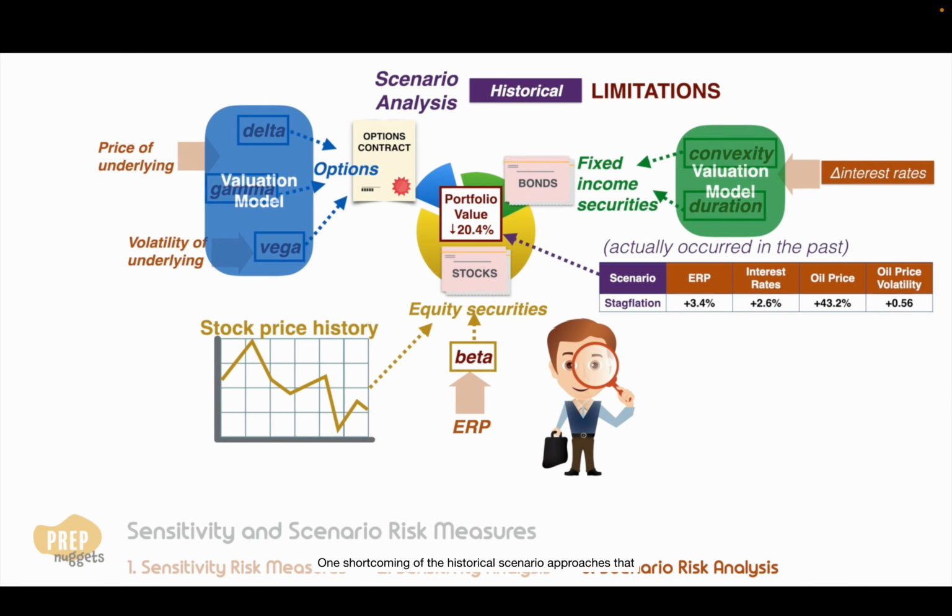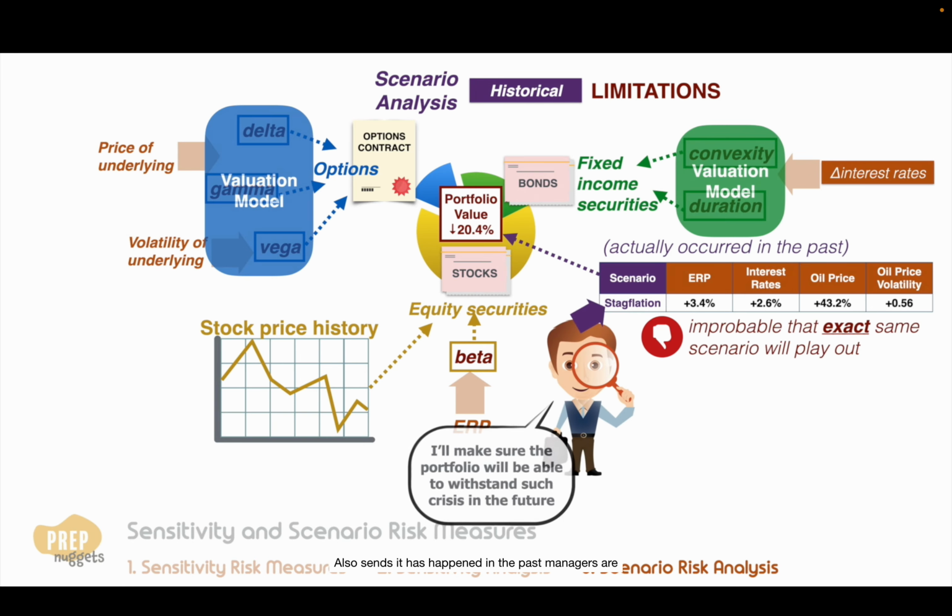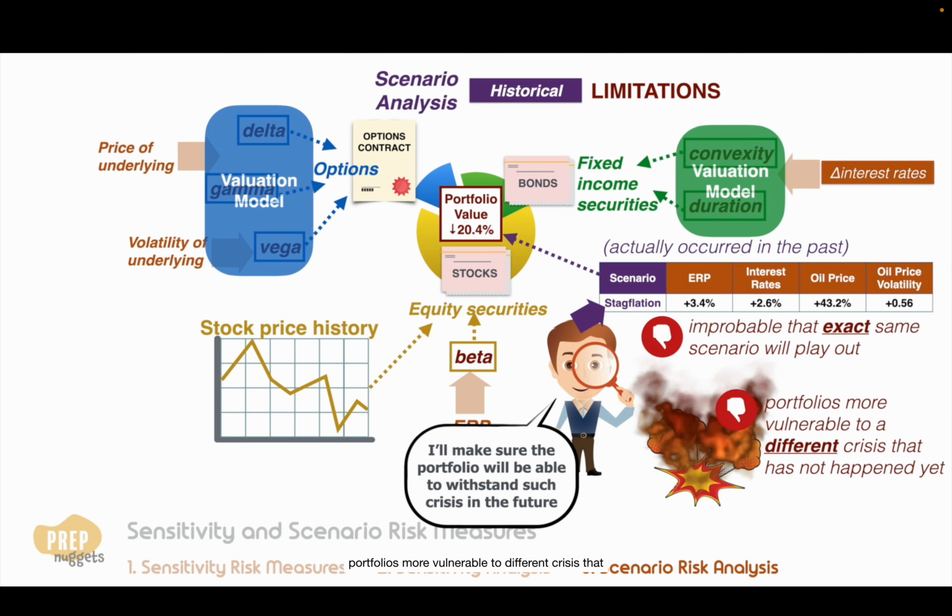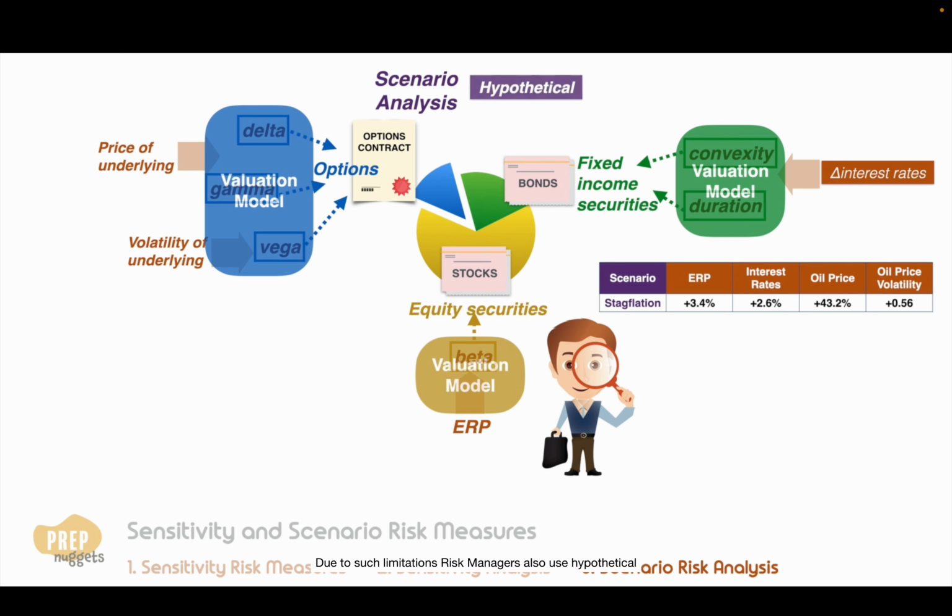One shortcoming of the historical scenario approach is that it is quite improbable that the exact same scenario will play out in precisely the same way in the future. Also, since it has happened in the past, managers are inclined to focus and take precautions that make their portfolios safer for a replay of that historical crisis, and that could, in a way, make their portfolios more vulnerable to a different crisis that has not yet happened. Due to such limitations, risk managers also use hypothetical scenarios, modeling somewhat extreme sets of changes in risk factors that may not have occurred in the past.